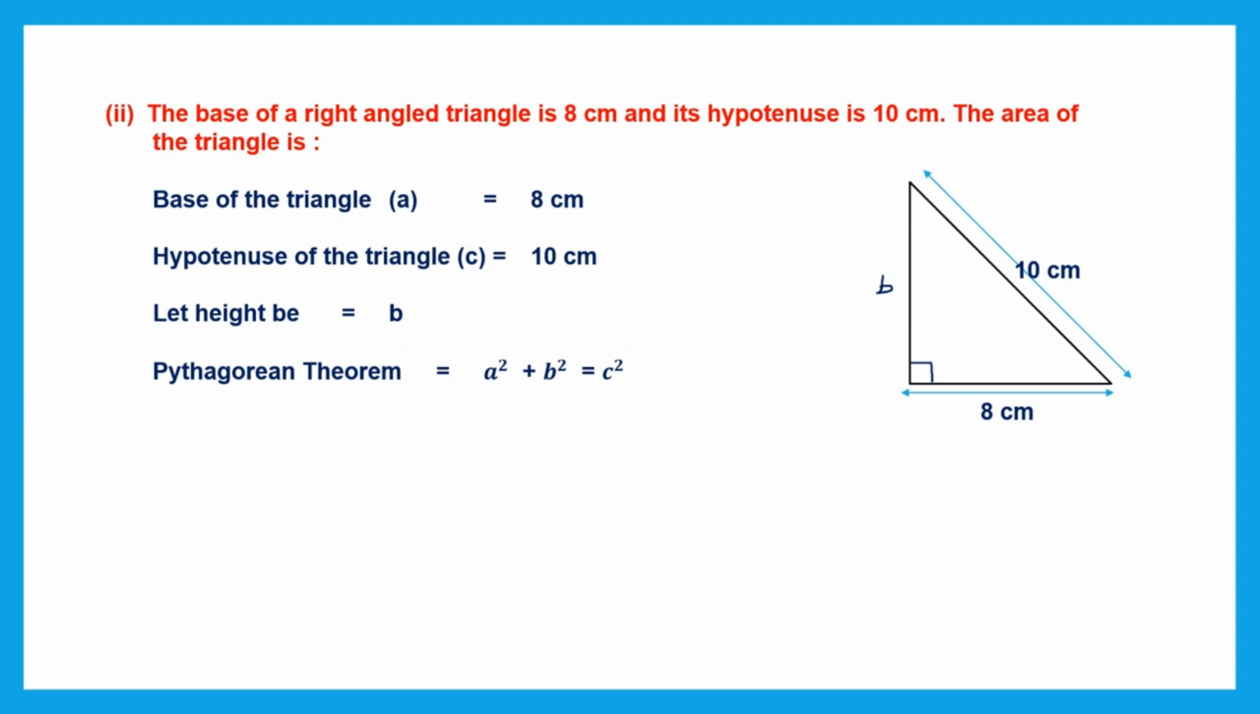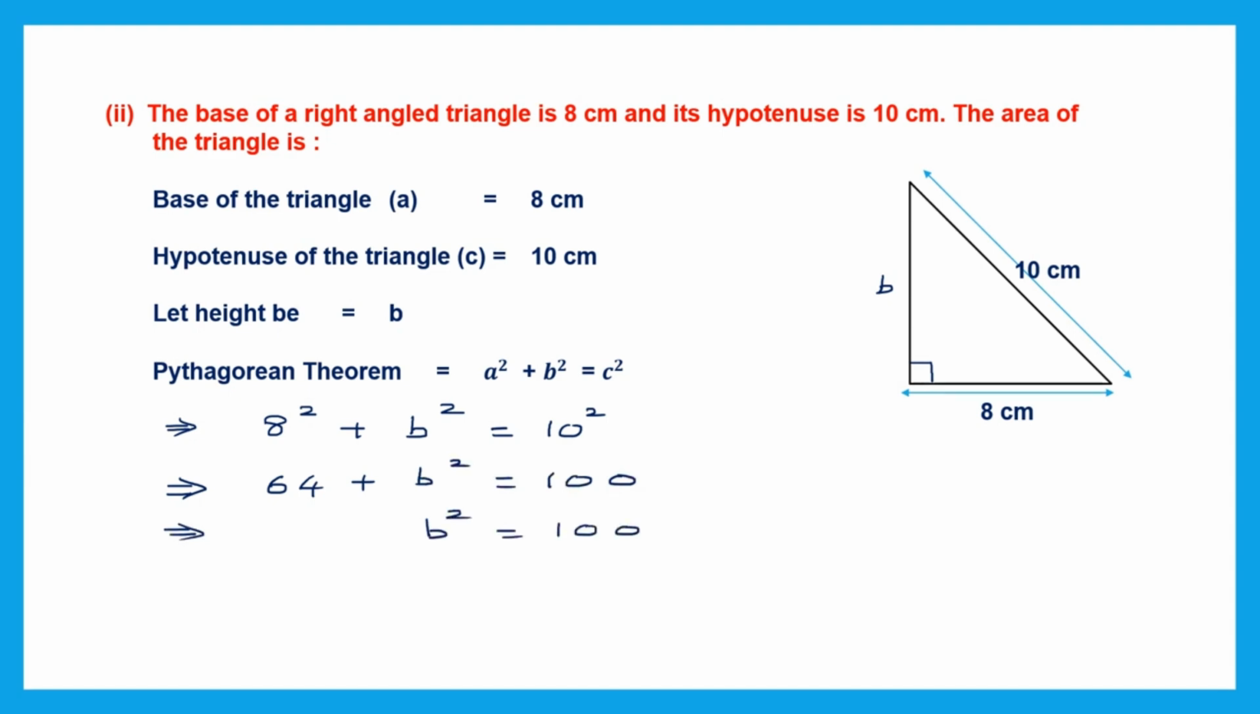So a square is, again this is an equation. Now a square is 8 square, plus b square, we don't know, so we are writing it as b square, is equal to c square, that is 10 square. C is the hypotenuse. Now let's simplify this and find the value of b square. So 8 square is 8 8s are 64, plus b square is 10 10s are 100. Now let's find b square by subtracting 64 from 100.